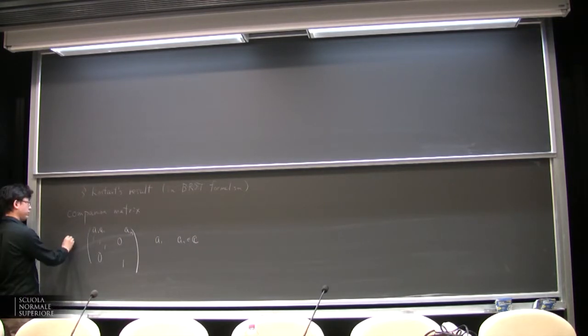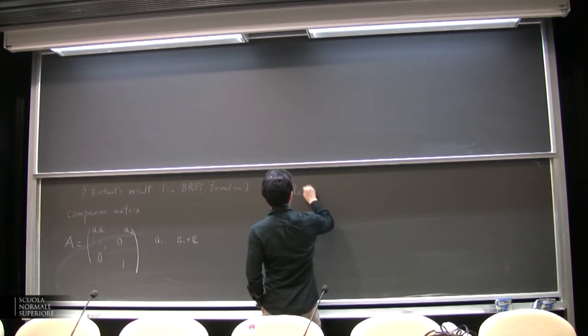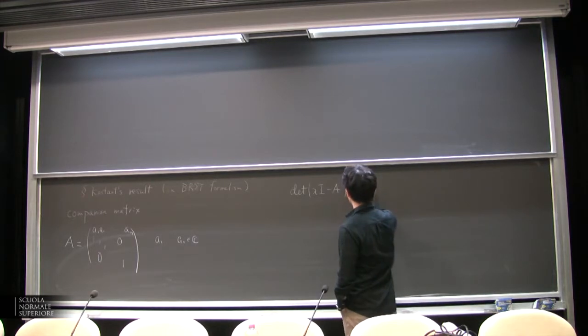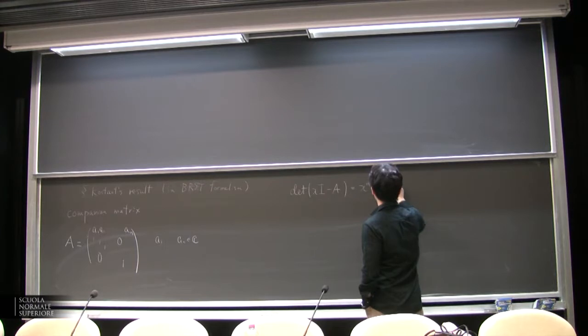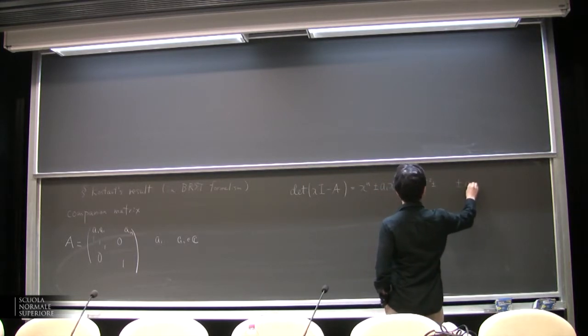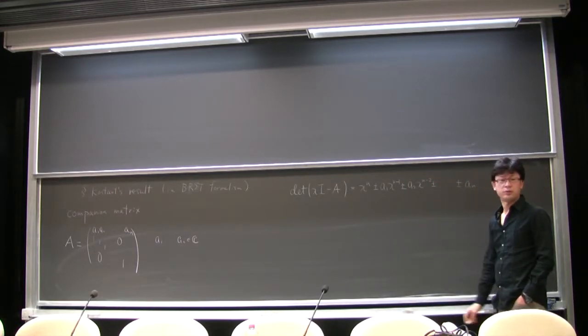So this is called the companion matrix because its characteristic polynomial is of the following form. If you compute this, you immediately see something like that. I don't mind about sign. So this matrix is companion to this polynomial.